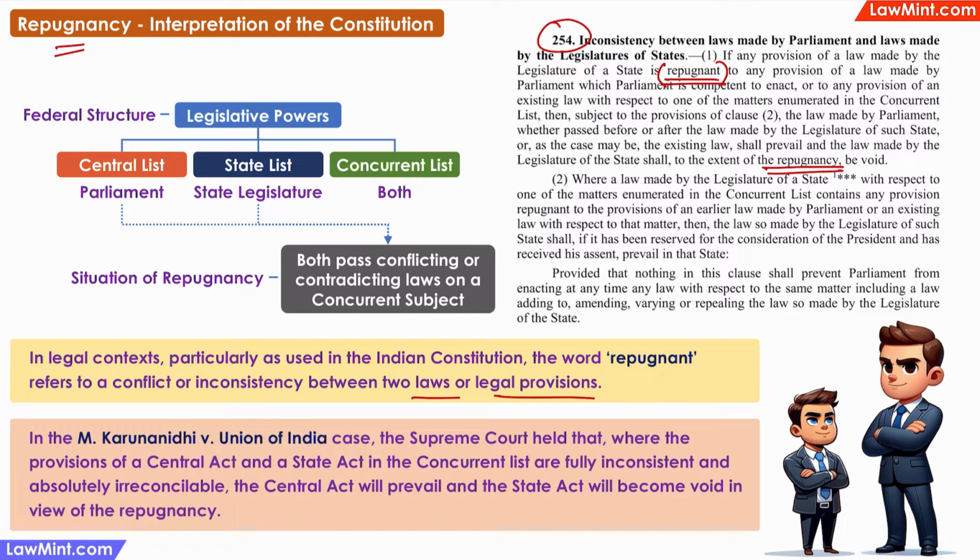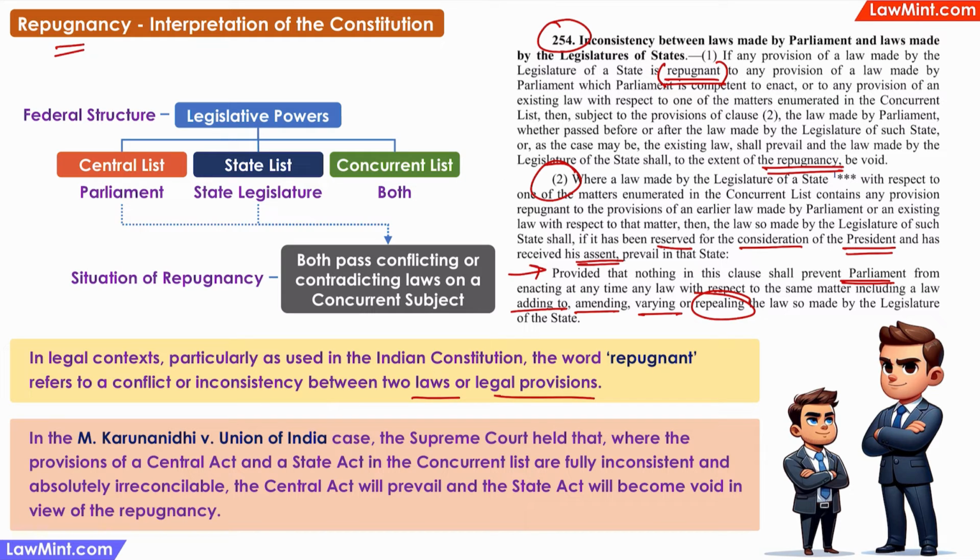There is also an exception given in clause 2 of the article, which says that the state law can prevail over the central law on a concurrent list subject if it has been reserved for consideration and receives the assent of the President. This exception has another exception: even if the state law has prevailed over the central law thanks to a presidential assent, it does not prevent the Parliament from passing another law on the same subject that adds to, amends, varies, or completely repeals the state law.